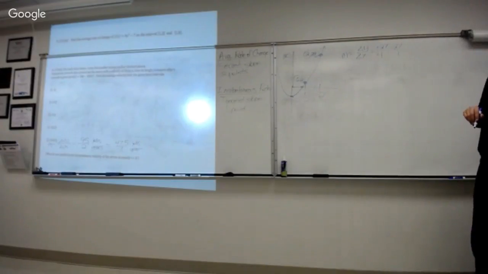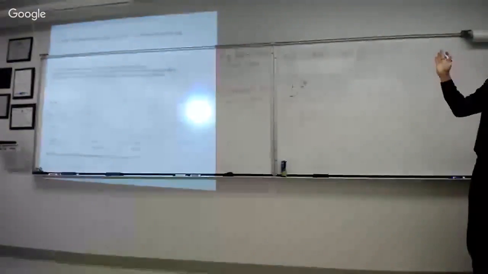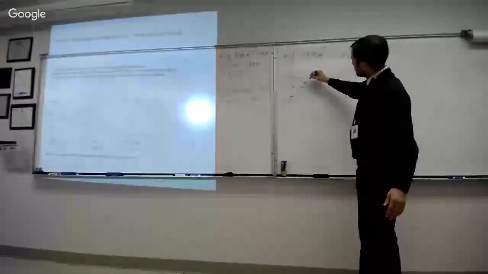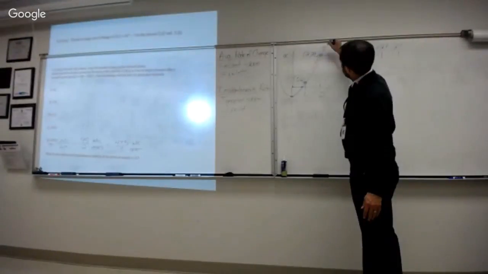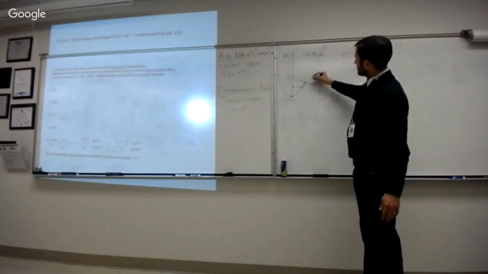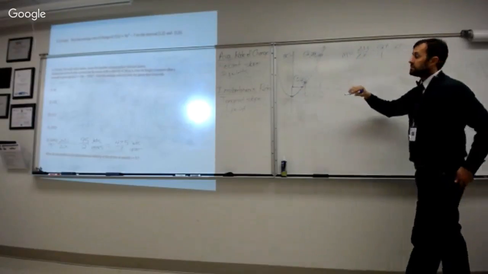That was the average rate of change on the interval from 1 to 2. So I could draw a secant line right now. That would be the secant line slope between those 2 points. That's what we just found.